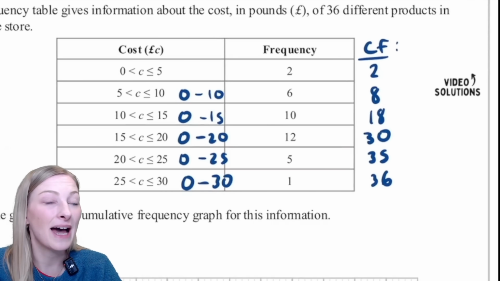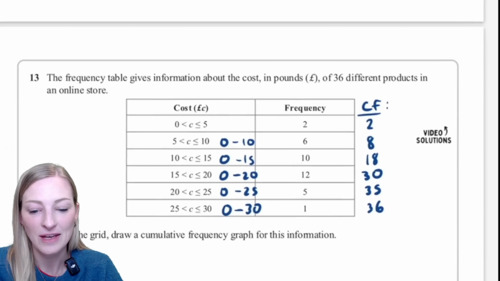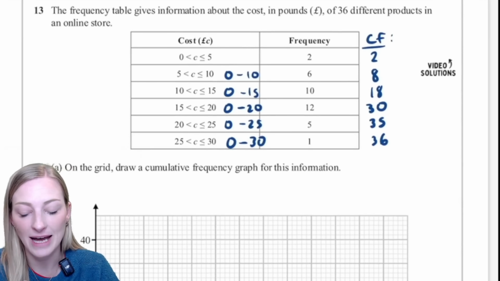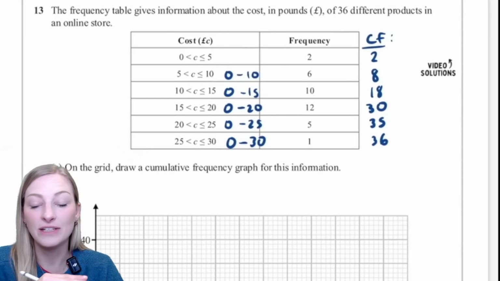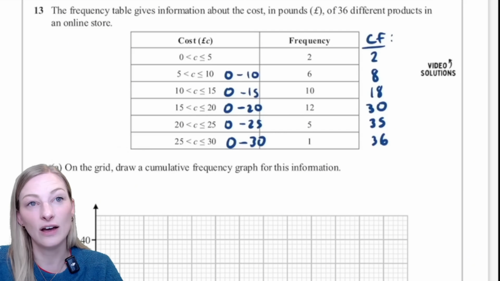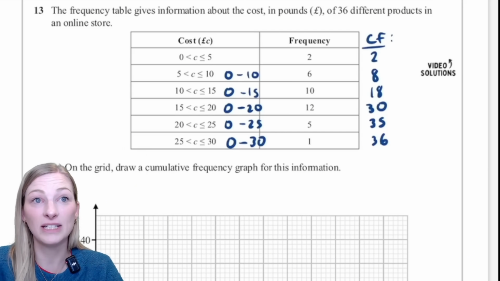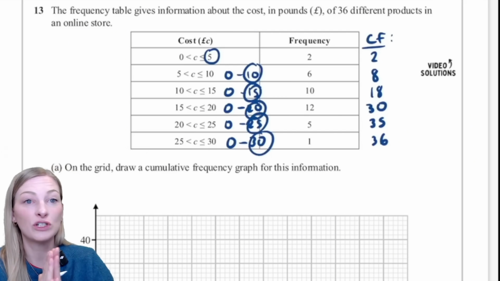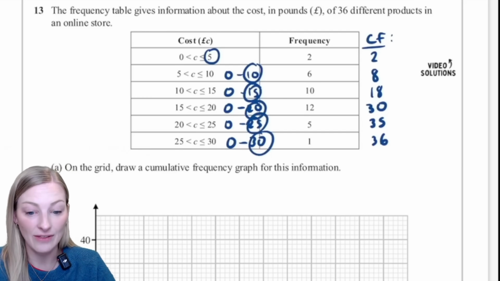So there we go, it's added up to 36, which I'm happy with because it told me in the question that there were 36 different products. So I'm happy it adds up to 36. Now with cumulative frequency, it's going to be an S curve. And because we've added it up to 10, up to 15, up to 20, at the top of these categories, we're going to use the top of the categories when we plot this. So poly the shark, frequency polygon, you're plotting in the middle. Cumulative frequency, you're plotting at the top.